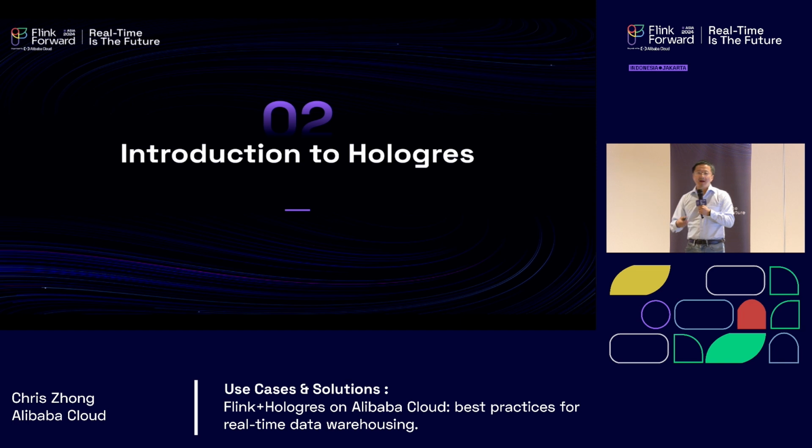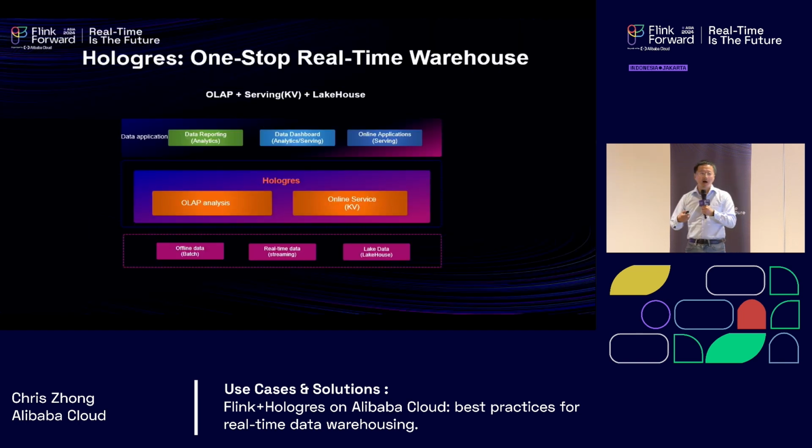So, do we have a better solution? Let's have a look at Hologres. Hologres is an Alibaba Cloud native real-time data warehouse. It's targeted at providing hybrid serving and analytics scenarios, like OLAP analysis, KV queries, and data lakehouse within one product. It's a hybrid product that supports multiple analytics use cases.